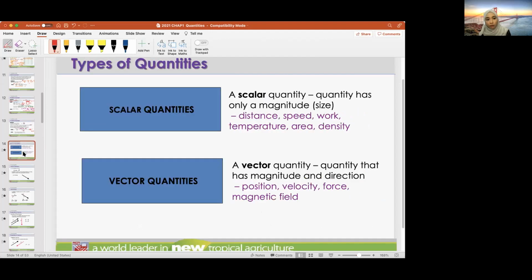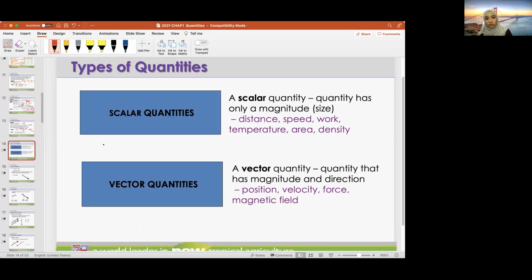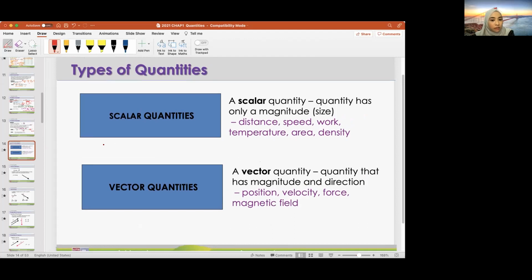Okay, so moving on to the next stuff, which is types of quantities. We have scalar and vector quantities. What on earth are these? Scalar only has magnitude. Vector, he wants to be fancy, so he has magnitude and direction. So vector is the fancy guy. So scalar only has magnitude.